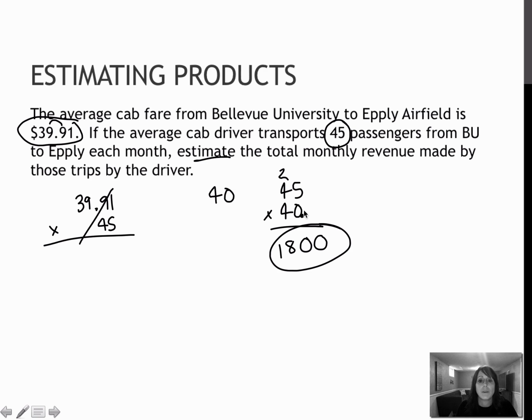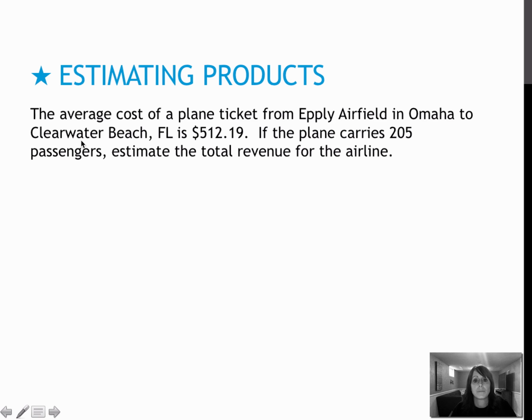And again, if I'm dealing with that 0, essentially what I did was took 45 times 4 to get 180, and then I added that 0. So again, I would write a sentence that said the average cab driver would make $1,800 a month transporting passengers from BU to Epley. Go ahead and try this one on your own, then press play to see how you did.